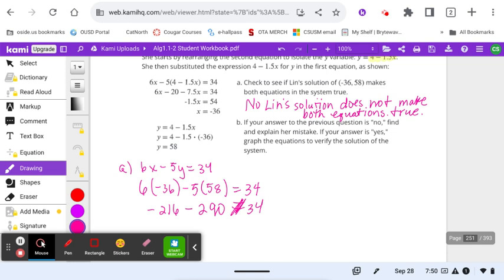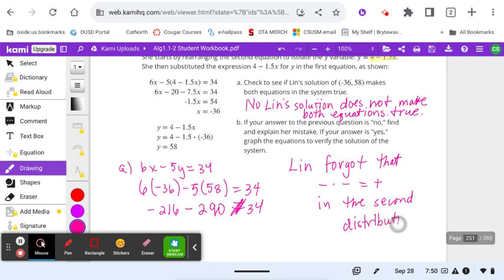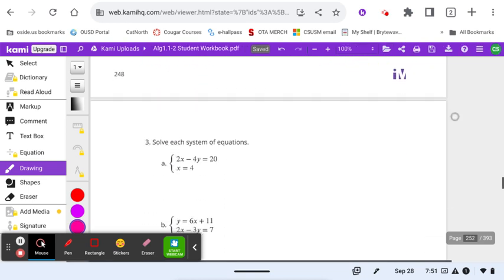If your answer to the previous question is no, find and explain the mistake. And so we noticed that Lynn forgot that a negative times a negative equals a positive in the second distribution. Now remember that these responses on IL Classroom, this is your own words, you explaining in your own words how you would describe the error. It does not need to be my exact words. Put it into your own words.